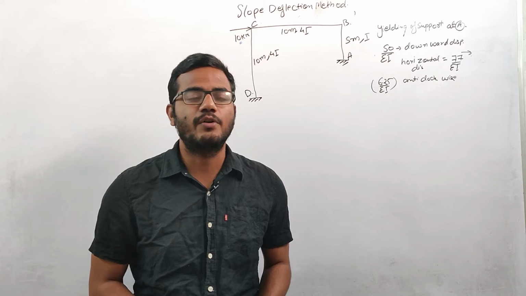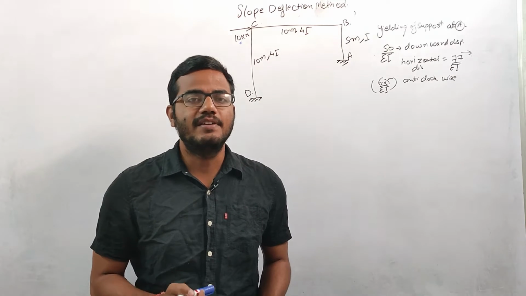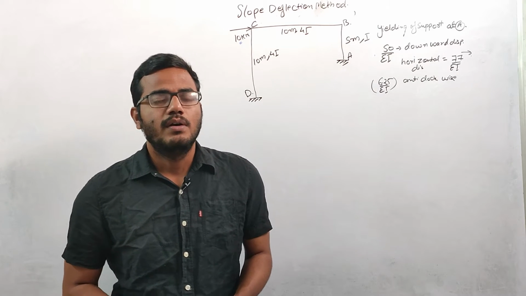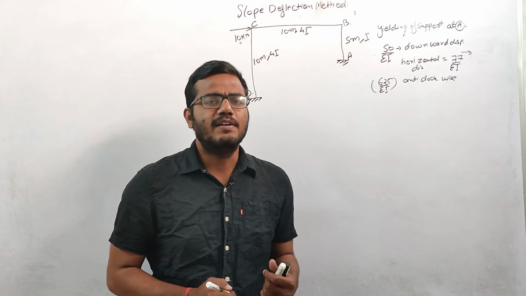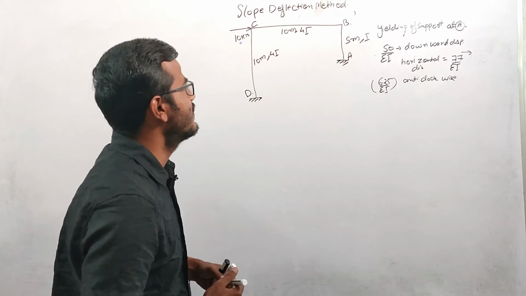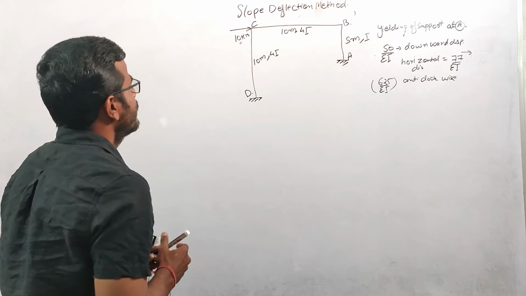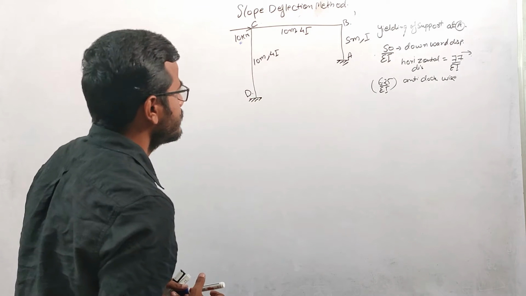In today's lecture, we are going to solve one problem on slope deflection method, in which we will be analyzing a rigid frame structure, or you can say a portal frame structure. In this rigid frame, there is basically a sinking of support, or you can say yielding of support at joint A. And you can also see that this 10 kilonewton load is acting at point C, right?